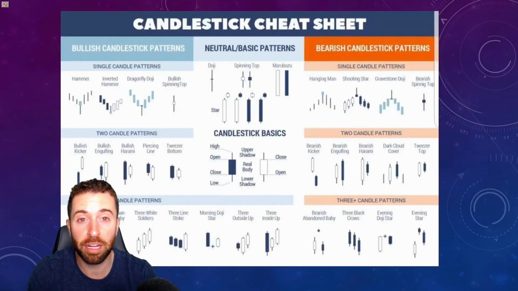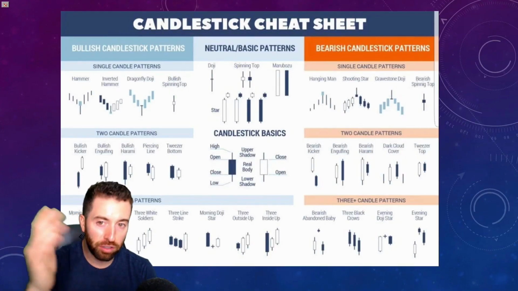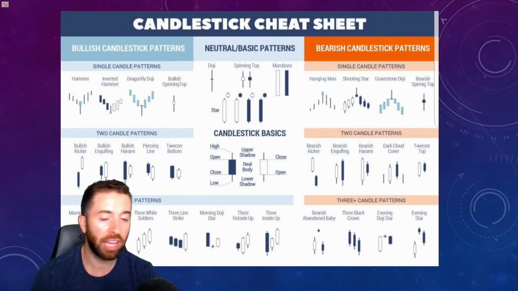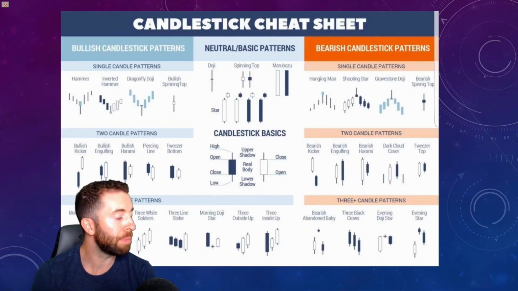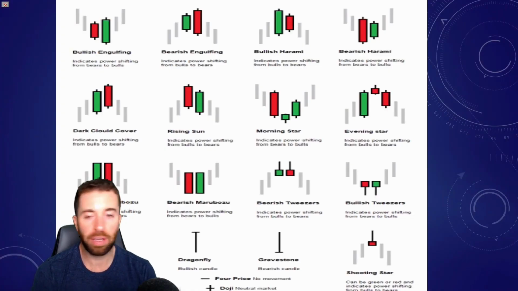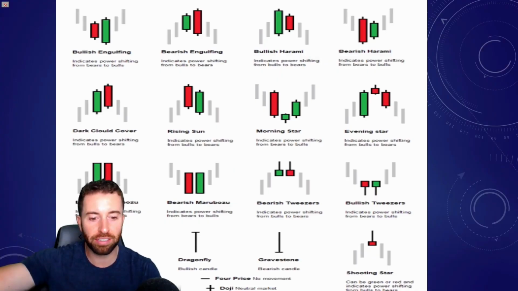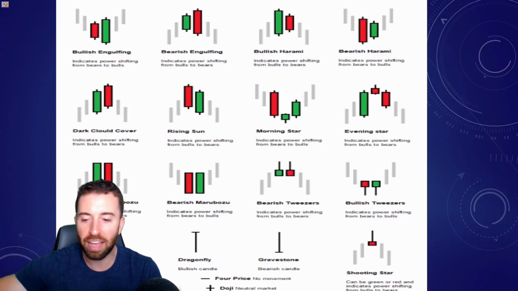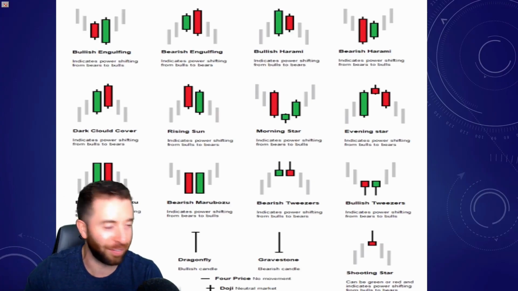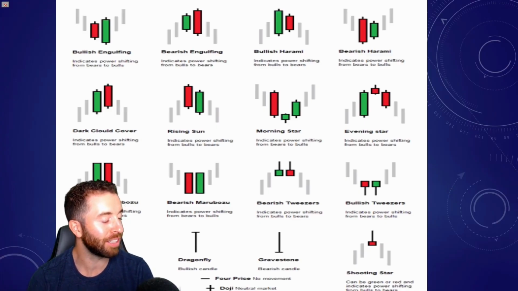I don't need to be looking at shooting stars or lower patterns, but so many people love candlesticks so much. They have all these different patterns. They have all their bullish candlestick patterns, their neutral basic patterns, their bearish candlestick patterns, where you can go ahead and learn all these different patterns. Our candlestick basics right in the middle there. And we have all of these patterns as well. So we can see that bullish engulfing, bullish harami, bearish harami, evening star, bullish tweezers. We have dragonfly, gravestone, bearish marubozu. We got tweezer, we have all this stuff. All right, team. It's kind of just crazy to think about that there's all these candlestick patterns.